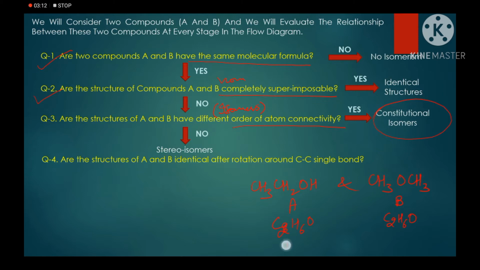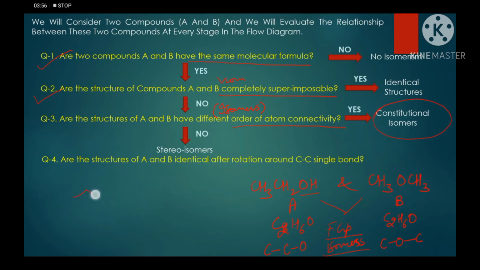As we can see here, this compound has carbon, carbon and oxygen. So this is the atom connectivity. In this compound, in dimethyl ether, we can see COC. So as we can see, the order of atom connectivity is different in these two compounds. So these two are constitutional isomers. In this case, because the functional groups are different, this is alcohol and this is ether, we also call them functional group isomers. So we can say functional group isomers is a subtype of constitutional isomers.